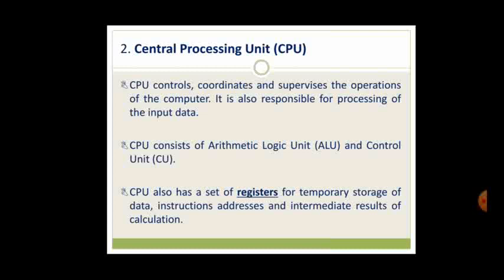CPU consists of the ALU and the control unit. That means in the CPU there are two more units: one is the arithmetic logic unit and the other is the control unit. Along with these two units, the CPU also has a set of registers for temporary storage of data, instruction address and intermediate result. These registers are a very small amount of very fast memory in the CPU, used by the CPU, nothing but the processor.